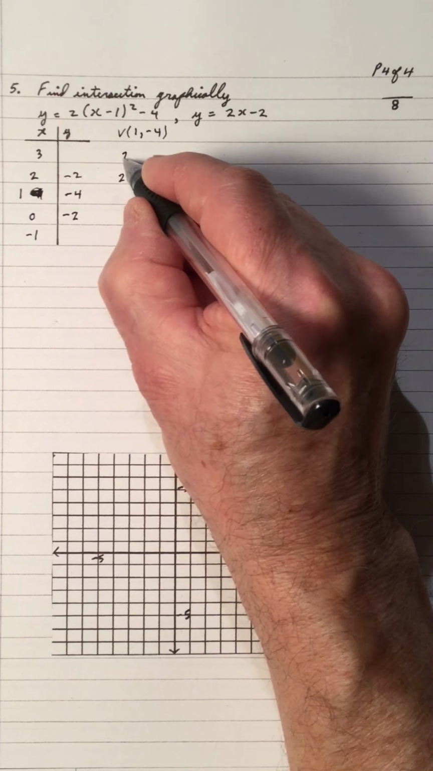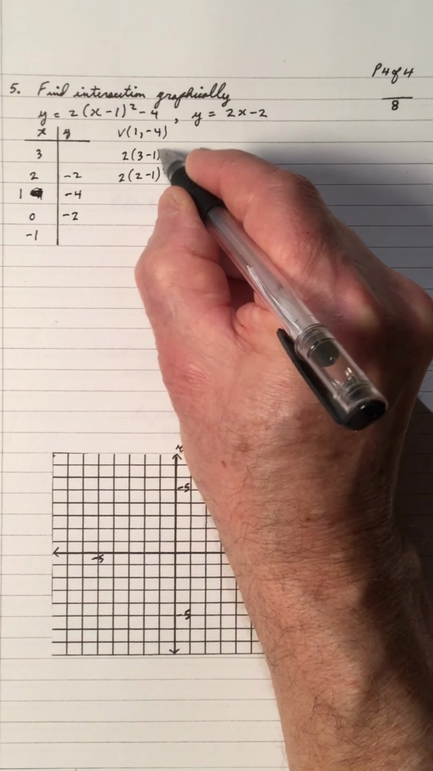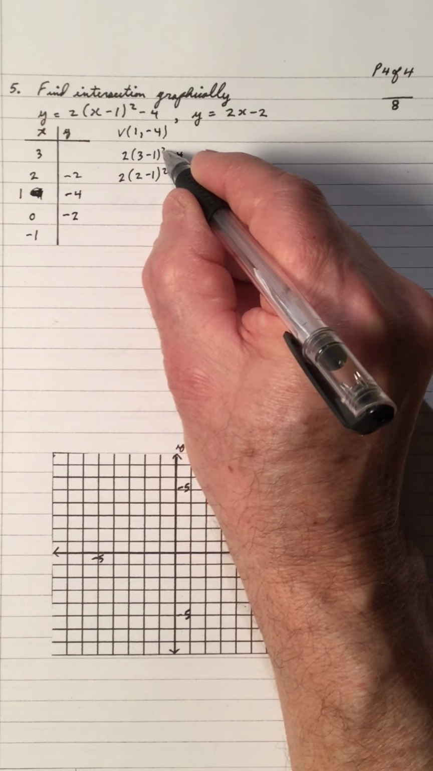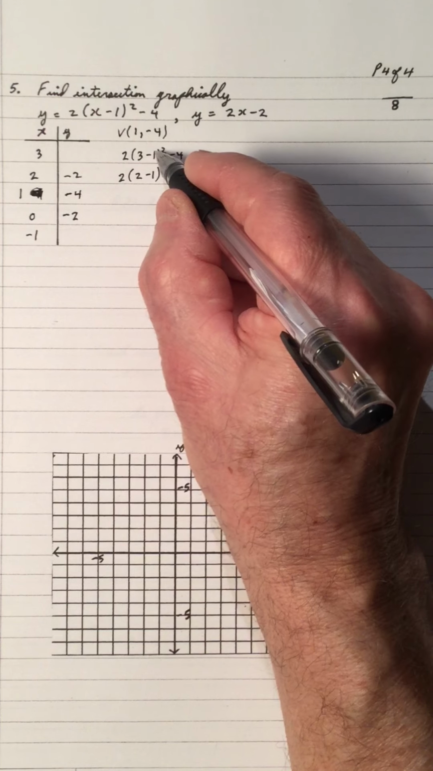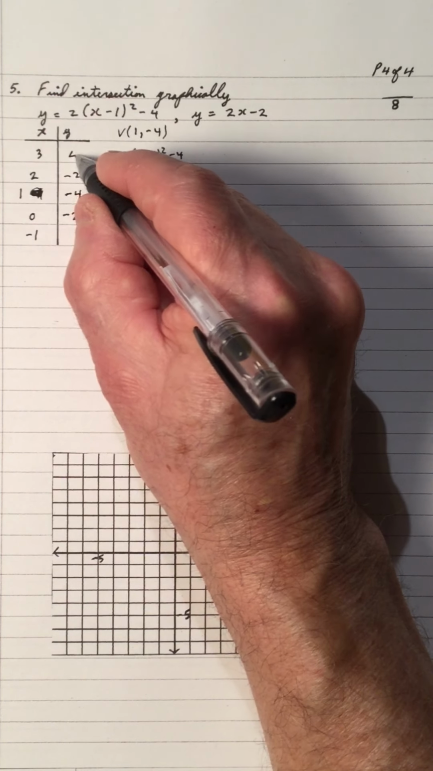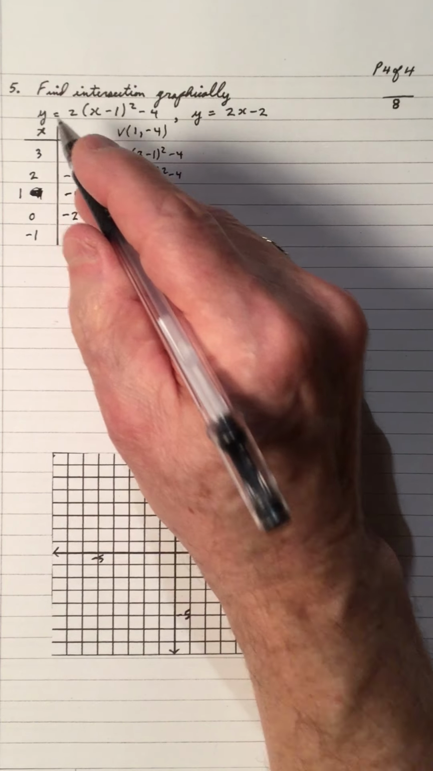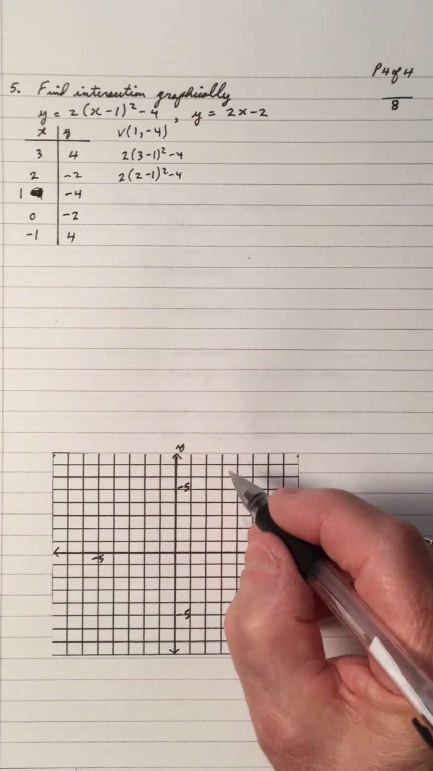And let's put 3 into the equation now. See what we have. 3 minus 1 is 2. 2 squared is 4. 2 times 4 is 8. 8 minus 4 is 4. So 4 and 4. So now we'll use this table of values to plot the parabola because we're solving it graphically.